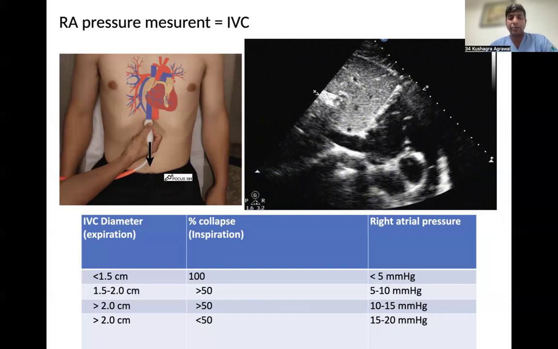When the diameter is more than 2 centimeter and collapsibility is present more than 50%, the right atrial pressure is between 10 to 15 millimeter of mercury. But when the size is more than 2 centimeter and there is hardly any collapsibility, or collapsibility is less than 50%, RA pressure is around 15 to 20 millimeter of mercury.